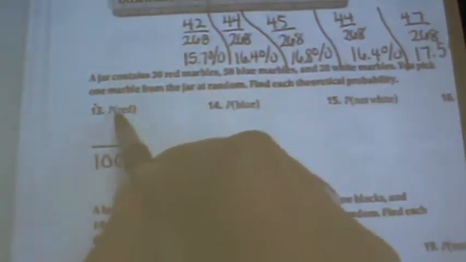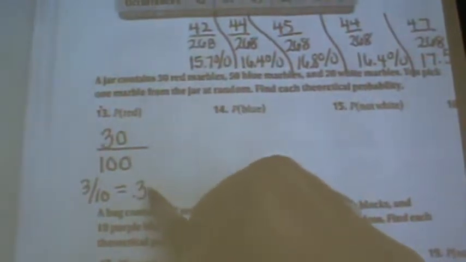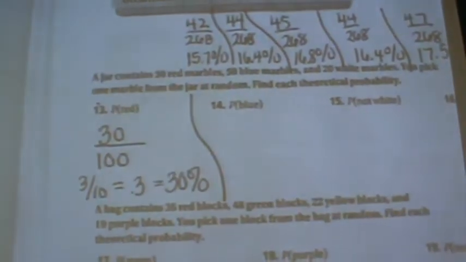So if I want to know what's the probability of getting a red marble, how many red marbles are there? 30. 30 out of 100. How do you make 30 out of 100 a fraction? You could say 3/10. How do you make it a decimal? 0.3. How do you make it a percent? 30%. Questions? What'd you get for probability of it being blue?